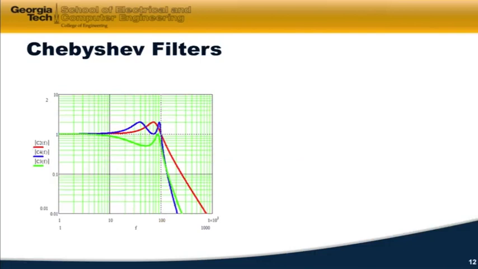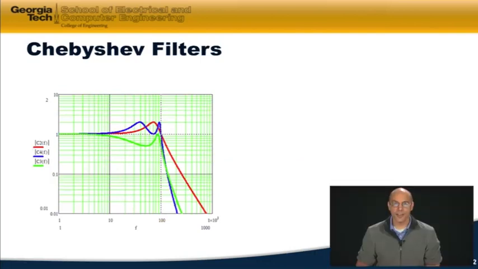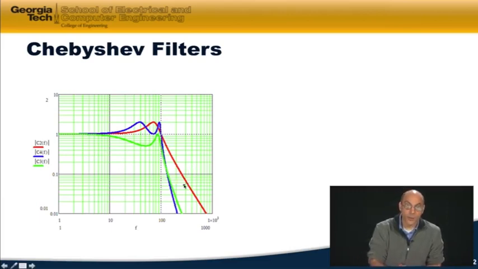Let's examine the behavior of a Chebyshev transfer function by examining the Bode magnitude plots for 3 different Chebyshev filters, or 3 different Chebyshev transfer functions. And while this lesson is primarily concerned with second-order transfer functions, I wanted to show you how increasing the order affects the Bode magnitude plot. So here I've plotted 3 different filters of increasing order. The red curve is a second-order Chebyshev filter. The green curve is a third-order, and the blue is a fourth-order Chebyshev filter transfer function.